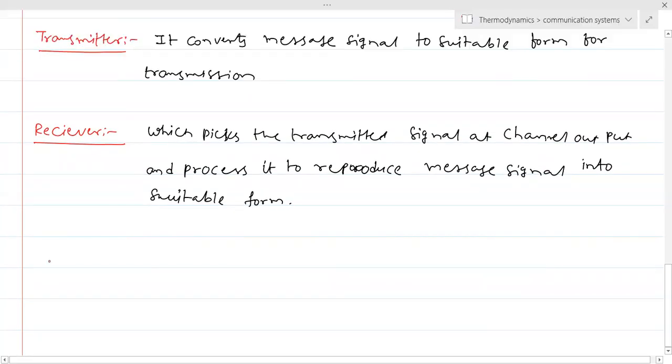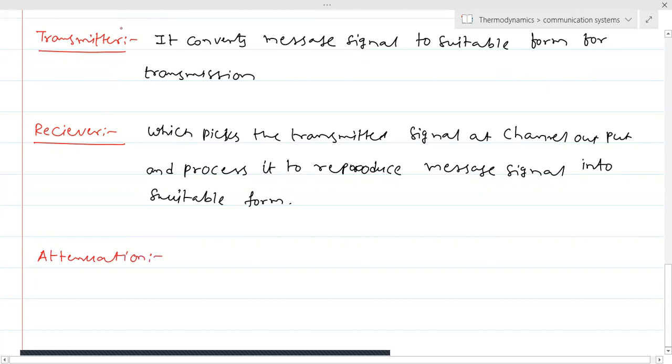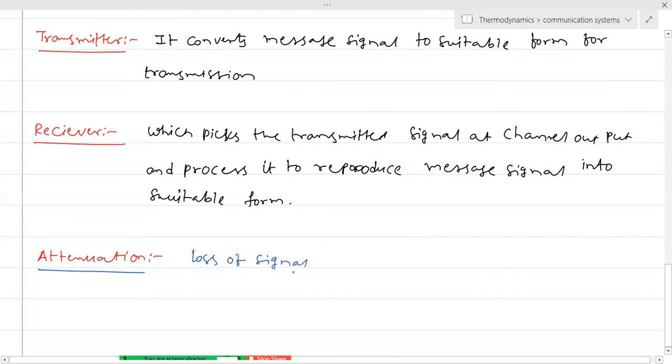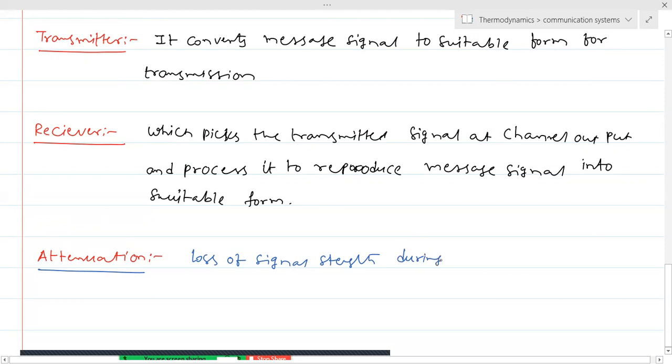Next, when we think of the process of communication, generally some loss of energy will take place. That is called attenuation. Attenuation means the loss of signal strength during its propagation through the communication channel.